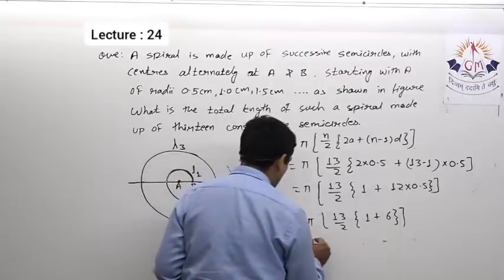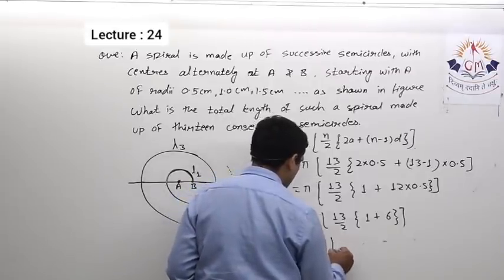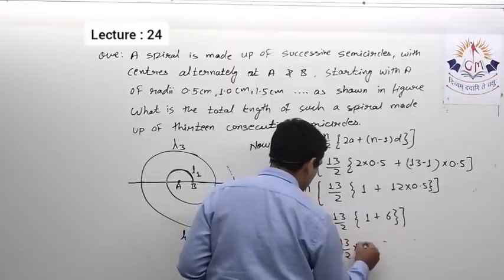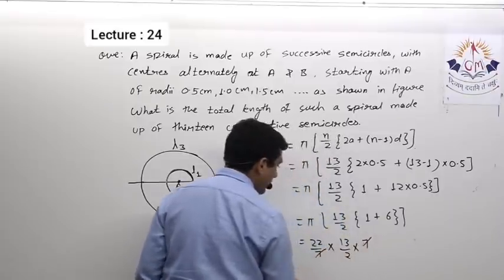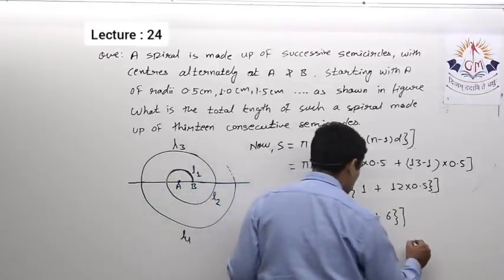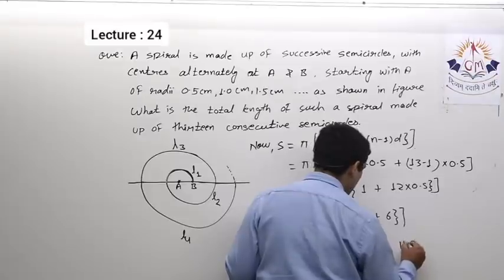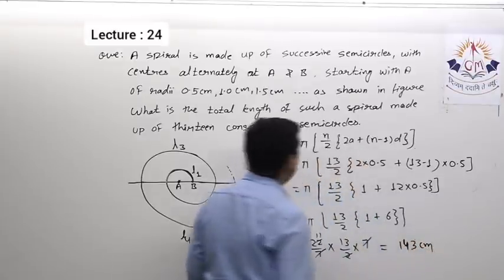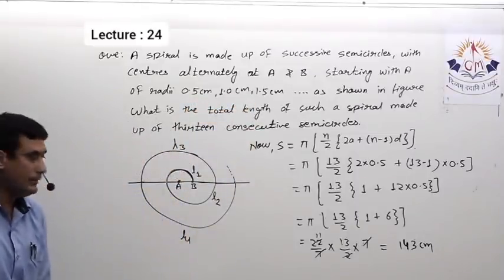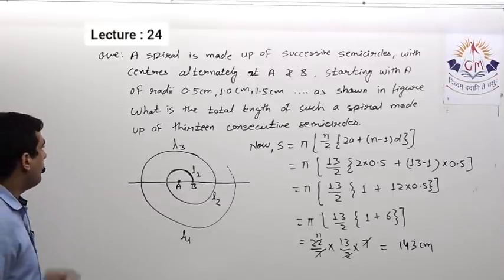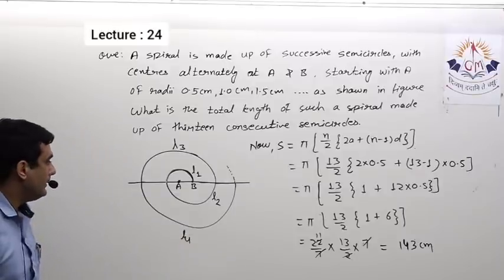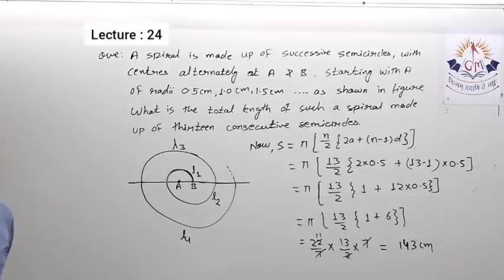Now if I put the value of pi as 22 by 7, it is 22 by 7 multiplied by 13 by 2 multiplied by 7. So I can cancel this 7 with this 7, and 2 with this. So ultimately my answer is 143 centimeters, because all these radii are in centimeters. So the length of such a spiral up to 13 consecutive semicircles is 143 centimeters. Please note it down, then we'll see the next question.